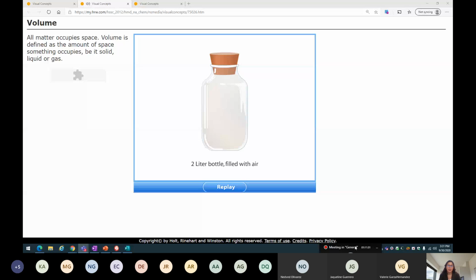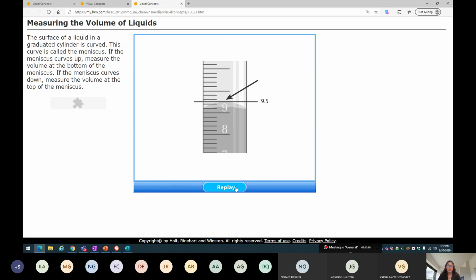We're never going to measure the volume of a gas in our class, so you're not going to practice that one. You're only going to practice the first three in the gizmo. And before I let you go on to that, more on how to measure liquids.